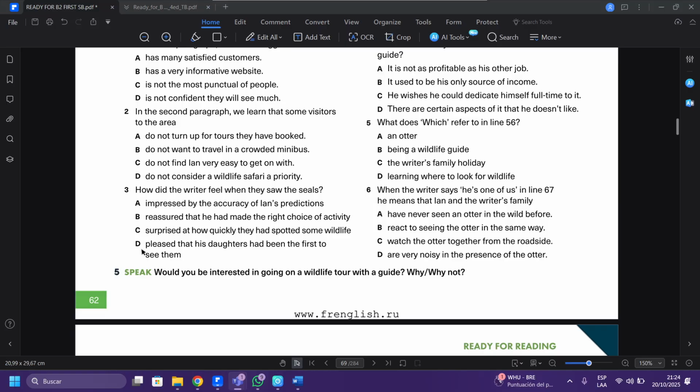So tell me, my dear Sarah, would you be interested or would you like to go on a wildlife tour with a guide? Yes. I like it. Why? Because this is the best manner to know the nature.